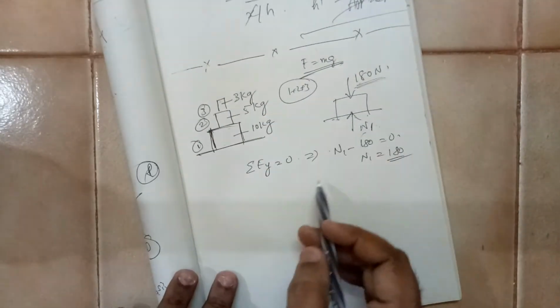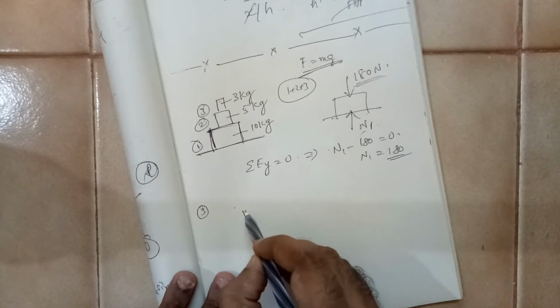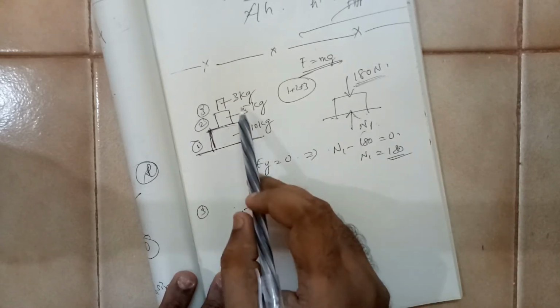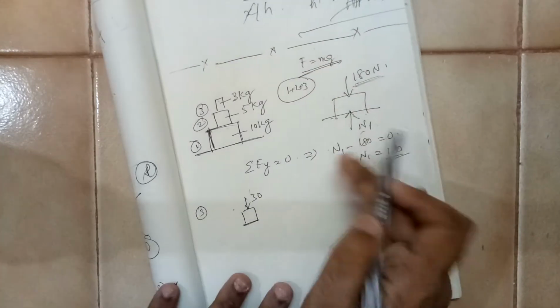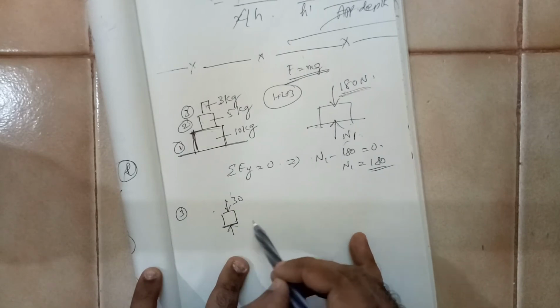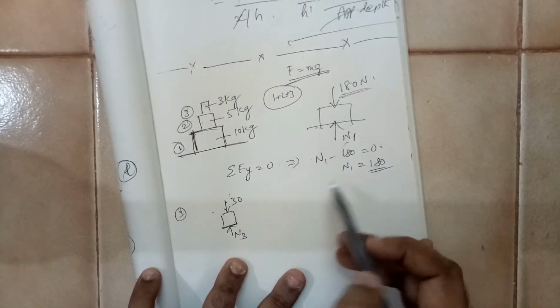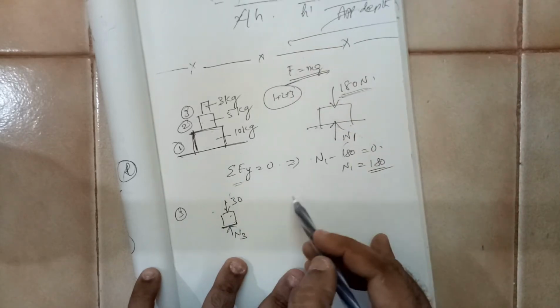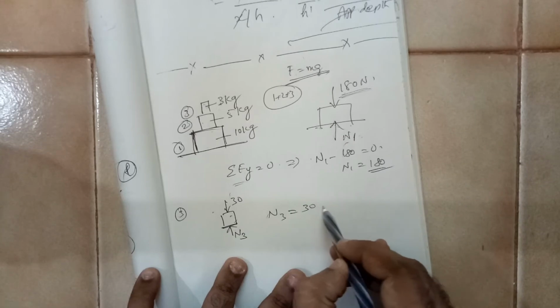We will draw the free body diagram for block 3. What you will see is a block of 3 kg, so 30 newtons is acting downward. Between block 2 and block 3 there will be a normal reaction, let us say N3. Same as before, we apply sigma Fy is equal to 0. In this case you are going to get N3 is equal to 30 newtons.